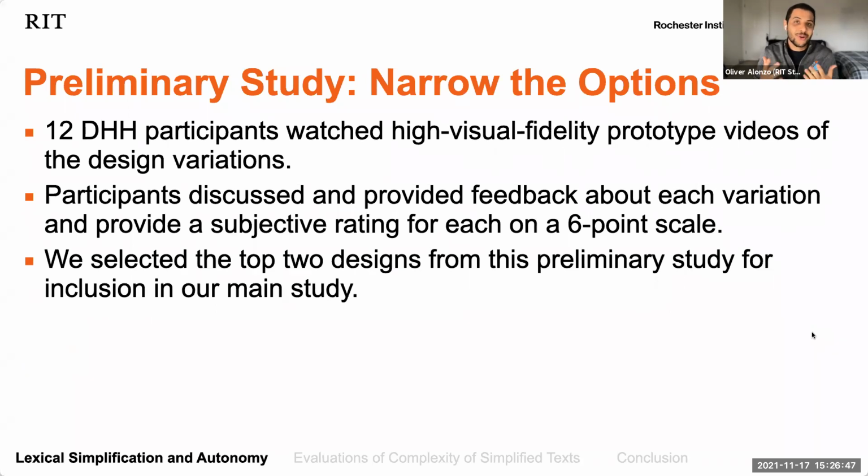And so as I mentioned, the goal of this preliminary study was to narrow down the options. And so we showed 12 deaf and hard of hearing participants high visual fidelity videos of these design variations that I presented in the previous slide. Participants discussed and provided feedback about each variation and provided a subjective rating for each variation on a 6-point scale. And basically the outcome of this project was selecting the top 2 designs from this preliminary study for inclusion in our main study. And so I won't go into the details, but in the next slide, I'll present which were these top 2 designs that we included in our main study.